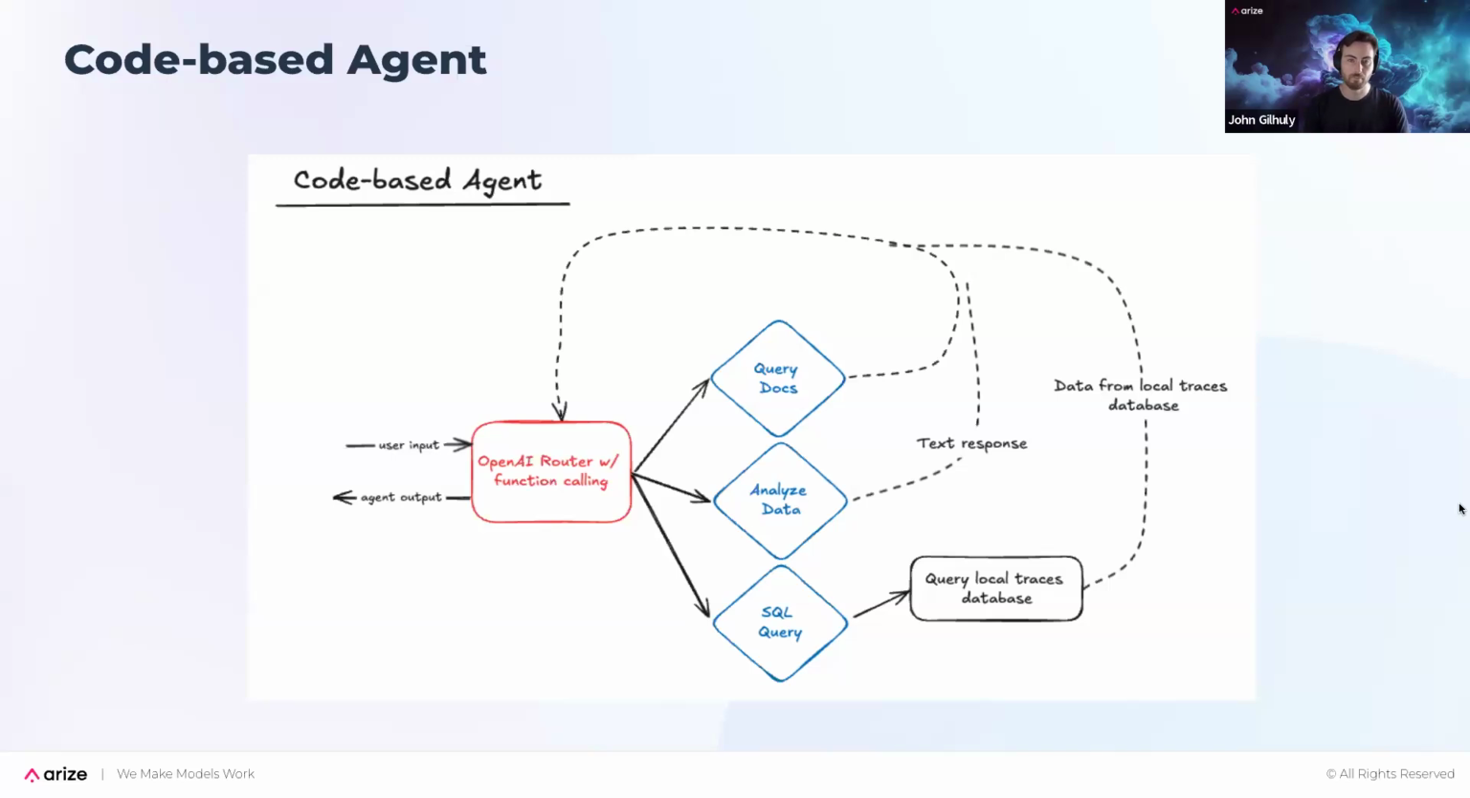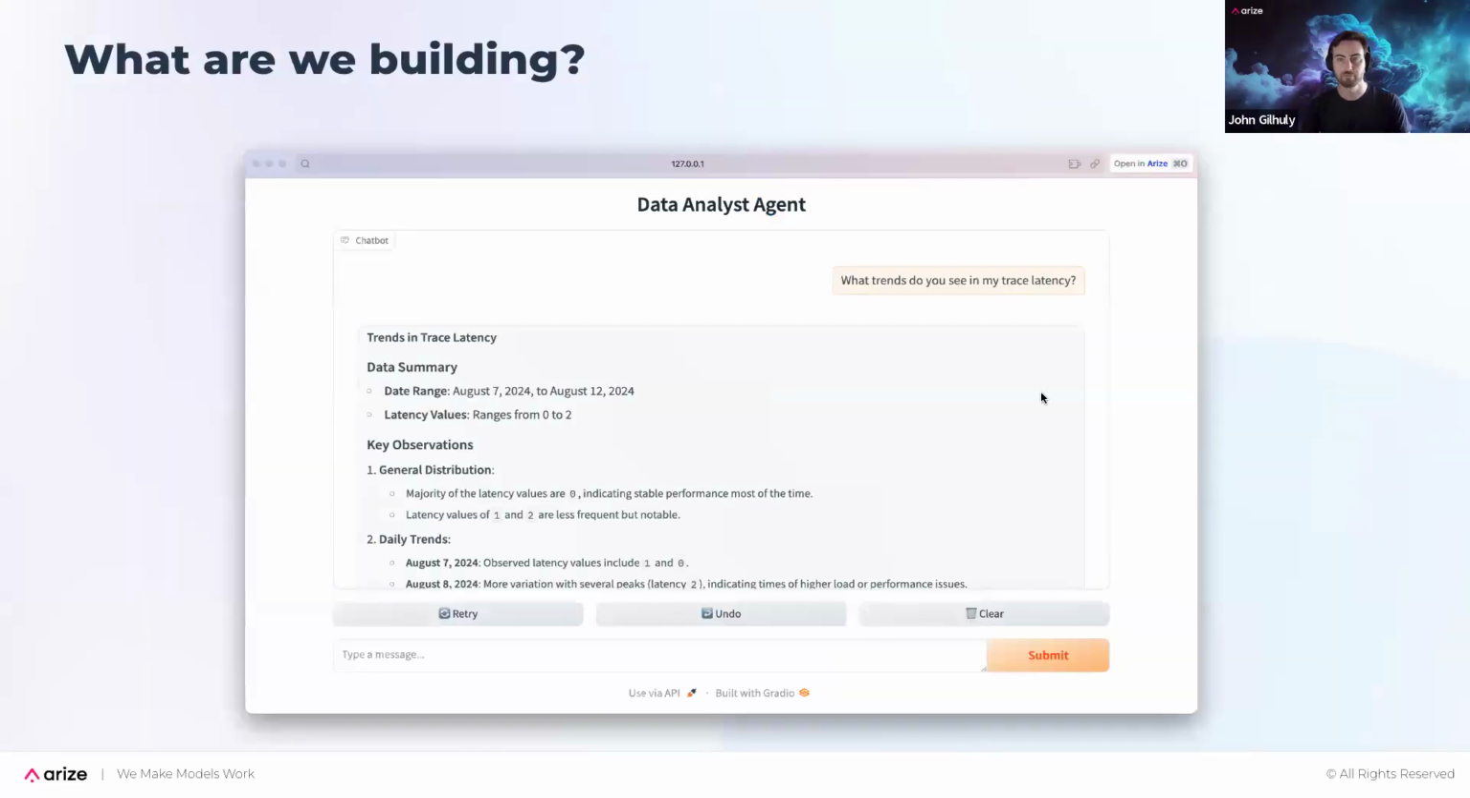If I jump back a little bit here, you can see you have questions like, what trends do you see in my trace latency? What this will do is first make an SQL query to pull the trace latency data. That'll come back to the router. The router will have that data set, and then it will pass that to the data analysis skill to create the trends report that you see here. So in this case, it's going to use two skills to complete that flow for the user.